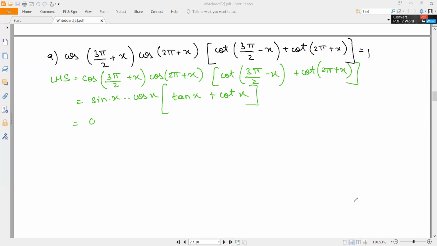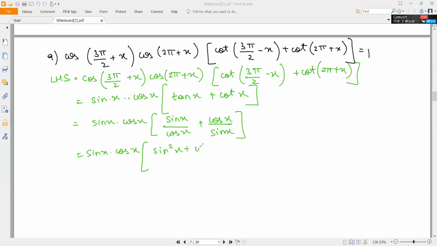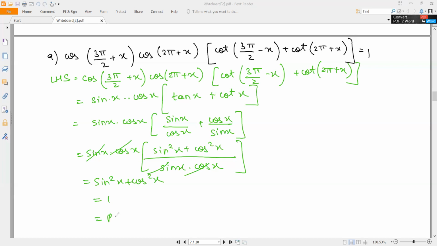Now, this is sin x into cos x. Tan x can be written as sin x upon cos x, and cot x can be written as cos x upon sin x. Then cross multiply, you have sin x into cos x into sin square x plus cos square x, cross multiplication, whole upon sin x into cos x. These two terms will get cancelled. We're left with sin square x plus cos square x. This is equal to 1, which is your RHS.